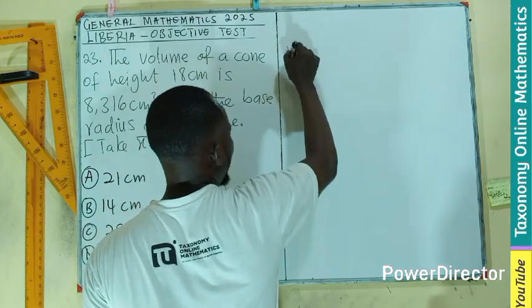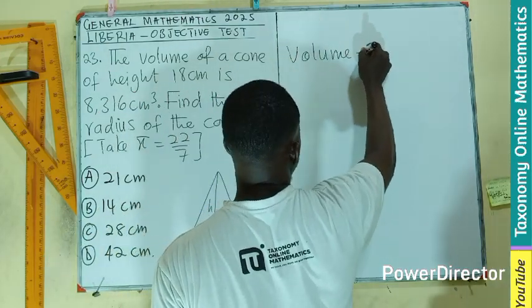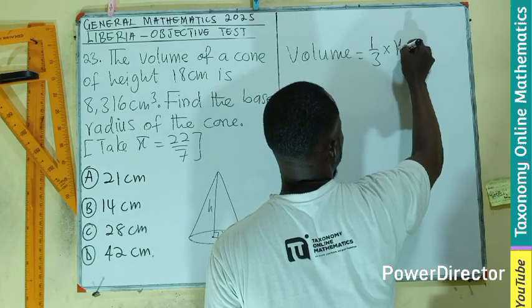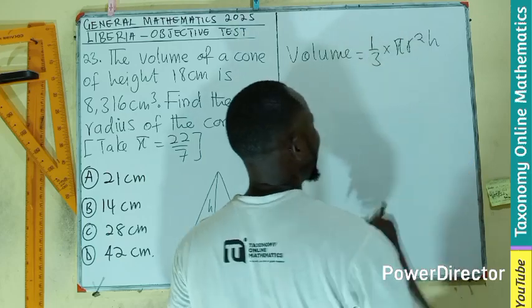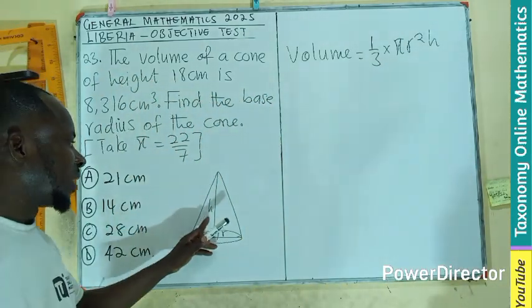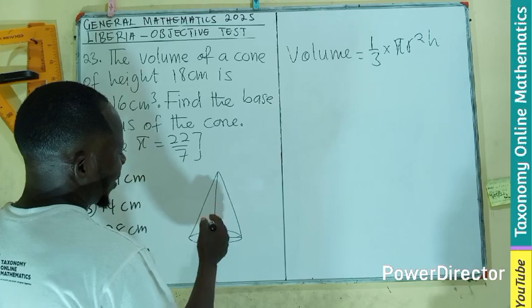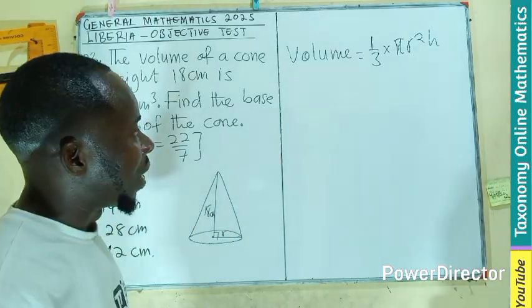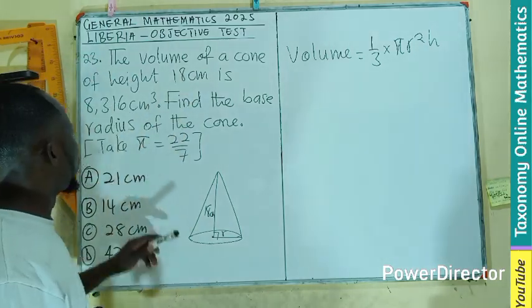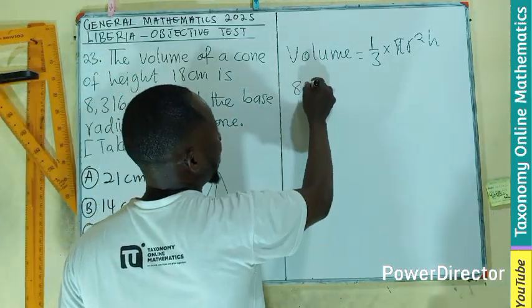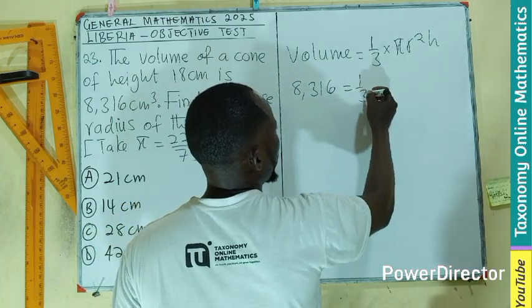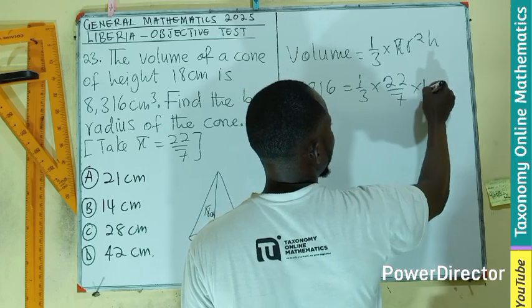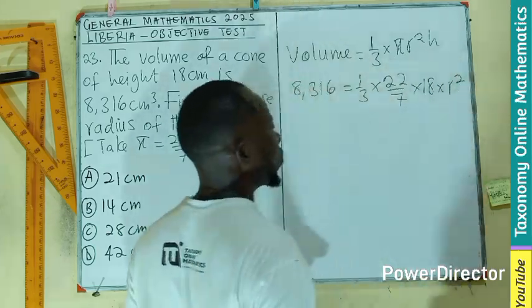Now, in order to find the volume, we know the volume of a cone is 1/3 the volume of the cylinder, which is pi r squared h. The h is the height, which has been given to us as 18 centimeters. The radius is unknown, so that's the only quantity we don't know. But the volume is also known: 8,316 equals 1/3 times pi, which has been given as 22/7, times 18 times r squared.